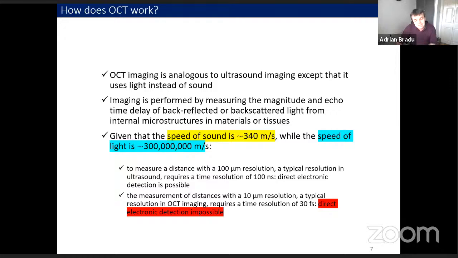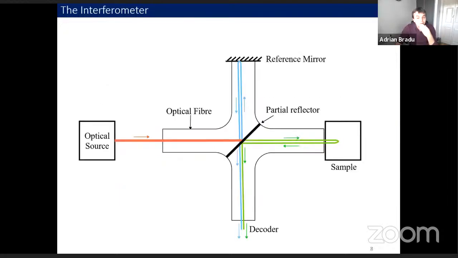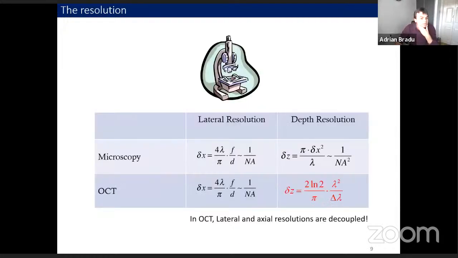Because of this problem, these tricks actually created our jobs in the end, because we have something to do now. We have to develop this interferometer. This is how every single OCT instrument is going to look: an optical source, a reference mirror, a sample arm, and then we have a decoder somewhere. And what's the beauty of the technology?